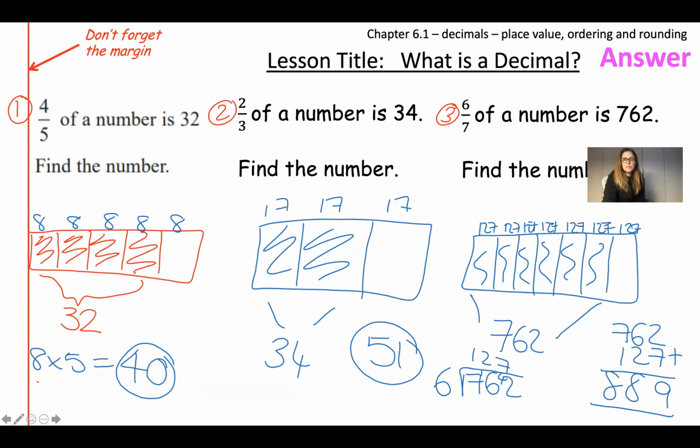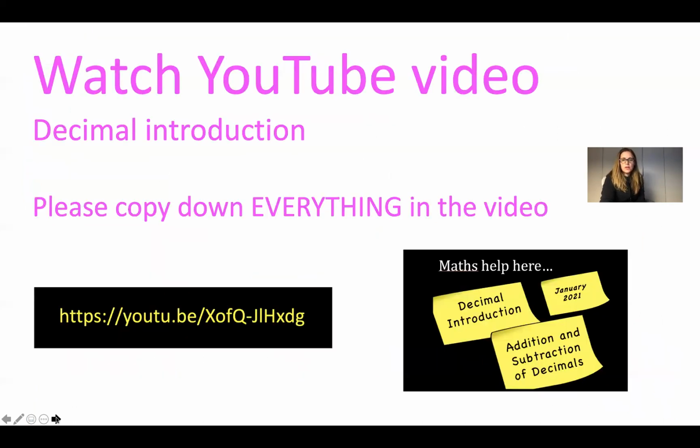Finally, if we look at the last one, okay, here's my bar model. Okay, it's split into 7. Obviously, they should be 7 equal parts. Okay, 6 of them make up 762. So 762 divided by 6 gives me 127 in each of these 6 bits. So now I need to multiply 127 by 7 to give me the total answer, or add on 127 to 762 to give me my answer of 889.